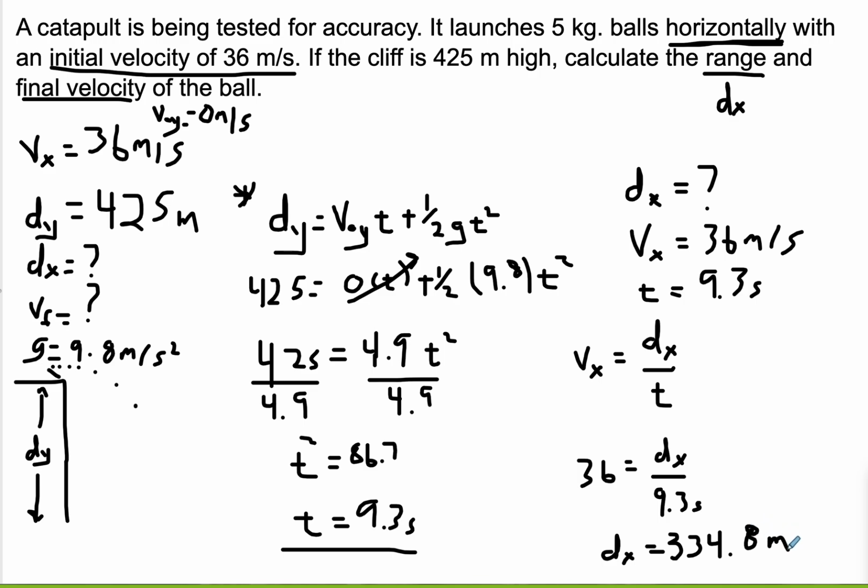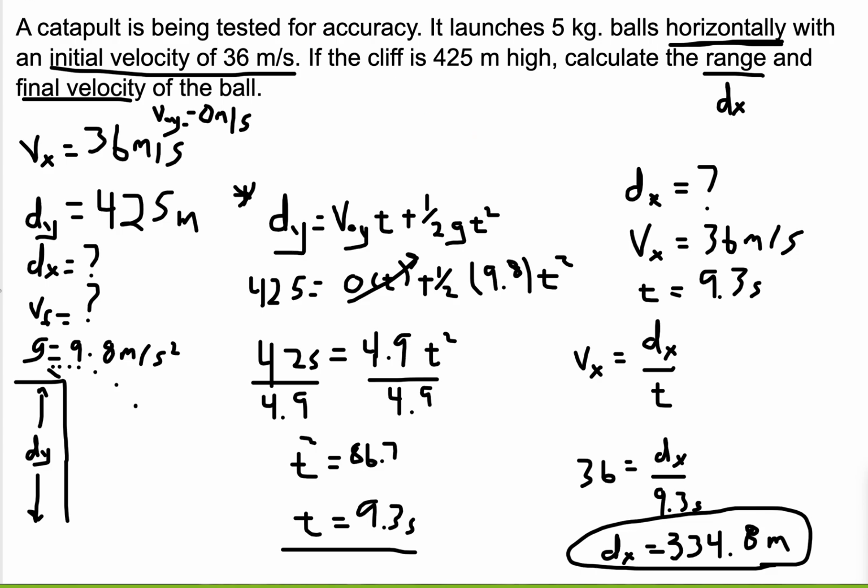Okay. So if I want to solve for range, I need to know two things: the horizontal velocity and the time. I already had the horizontal velocity, so I had to figure out the time. So just to figure out range, that was a two-step problem. Now, to figure out final velocity, that's more than a two-step problem.